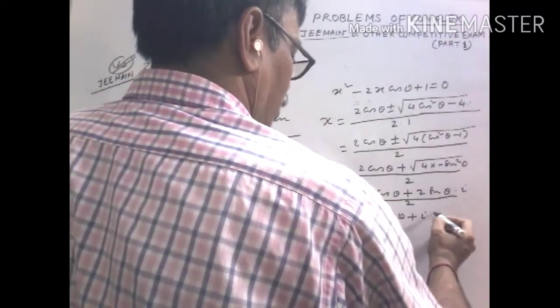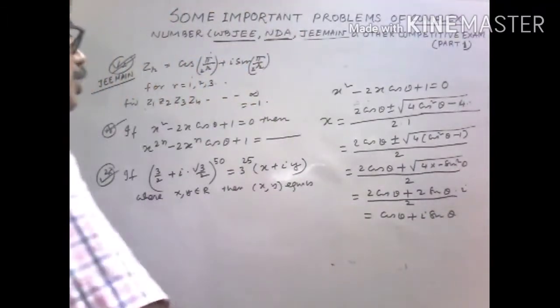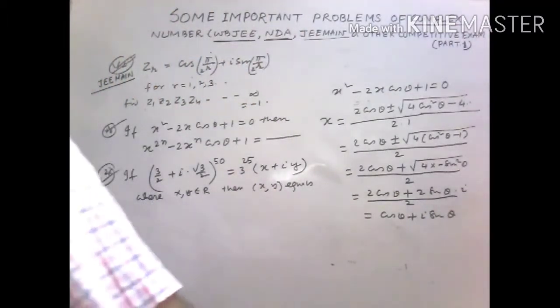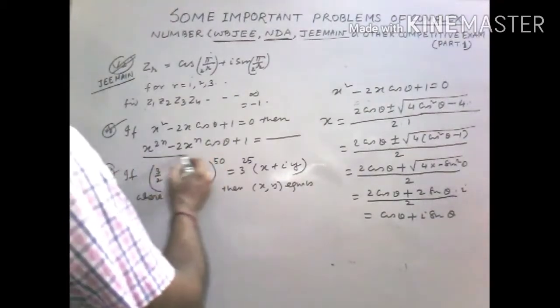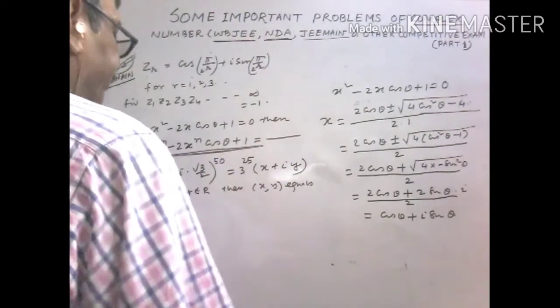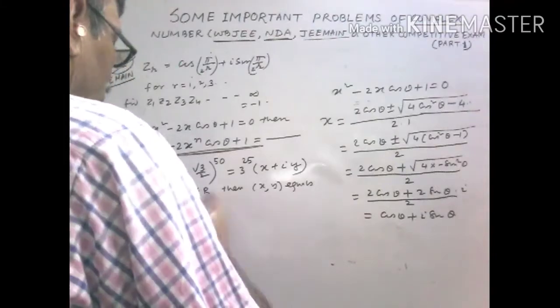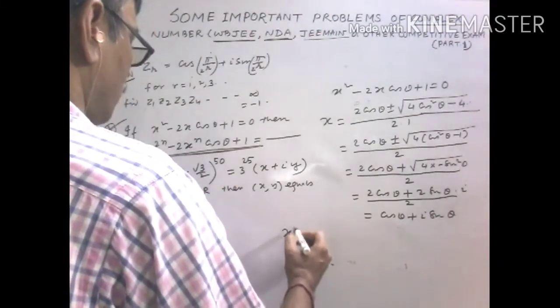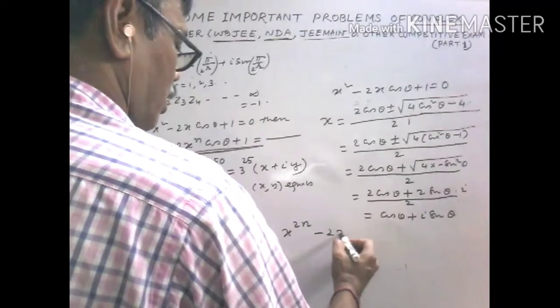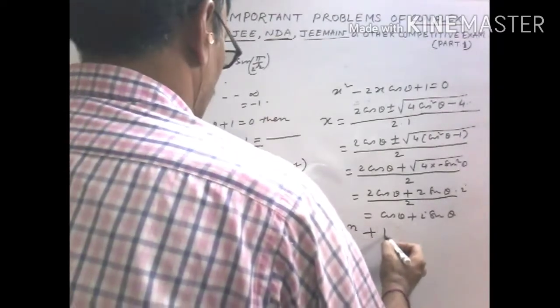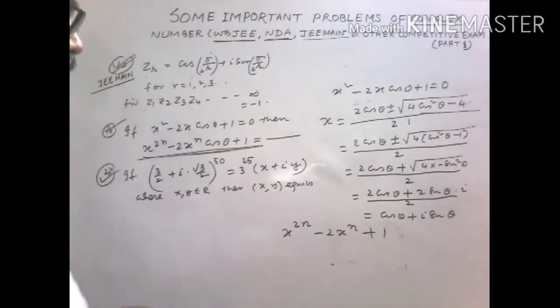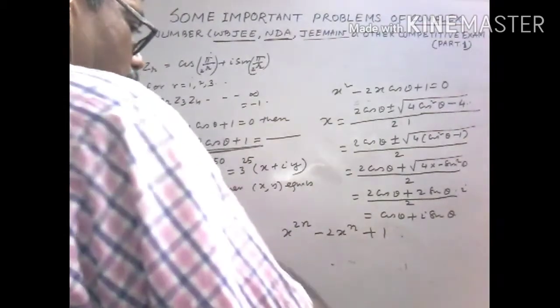So what we are getting? Cos theta plus i sin theta. So this is the value of x. Now we have to find the value of this one. So the expression is x to the power 2n minus 2x to the power n cos n theta plus 1. What is the value of the expression?